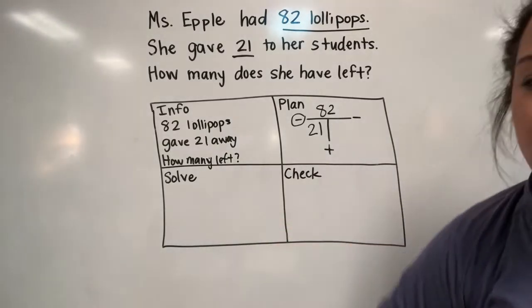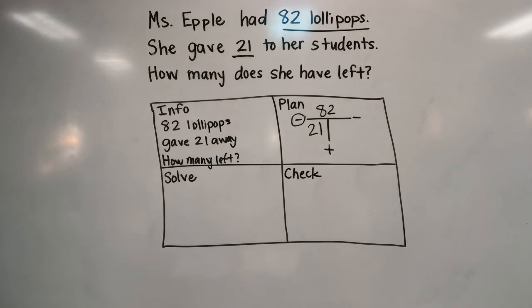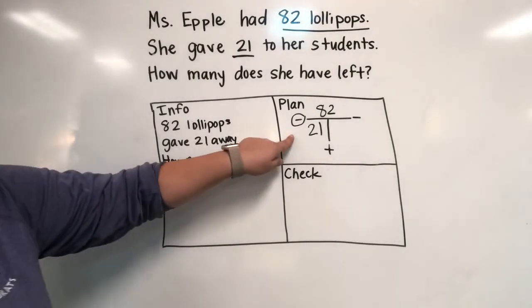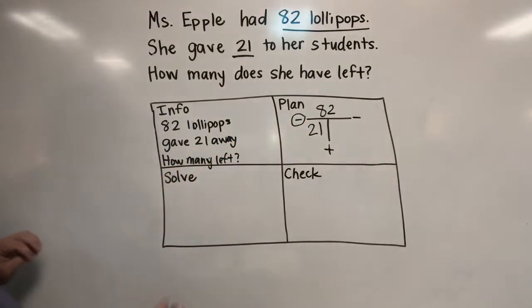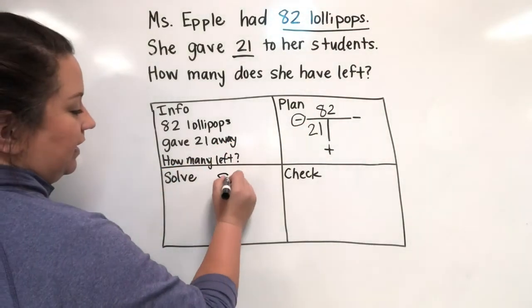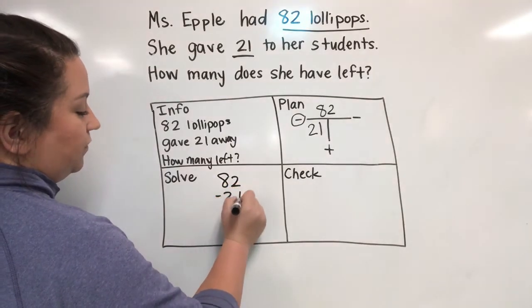Now we're going to get ready to go into the solve box and we're going to be solving our problem. Remember, this is where you can use a pictorial model, you can use base 10 blocks, you could use a number line, or you could use expanded form. You can use whichever method works best for you, whichever one is easiest for you. But remember, we are subtracting. So let's write our problem. We have 82 minus 21.